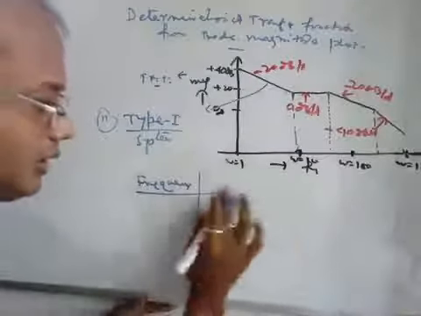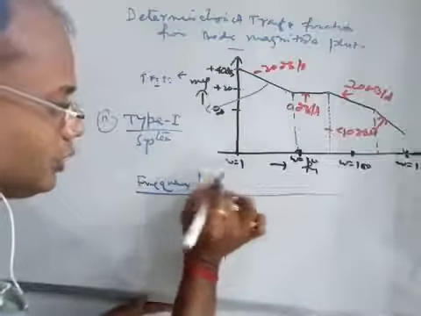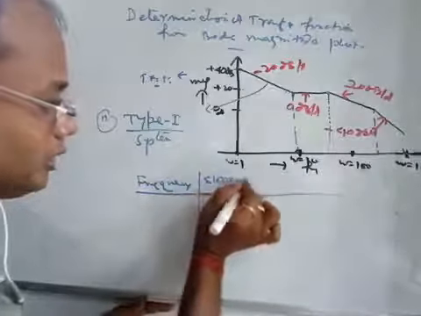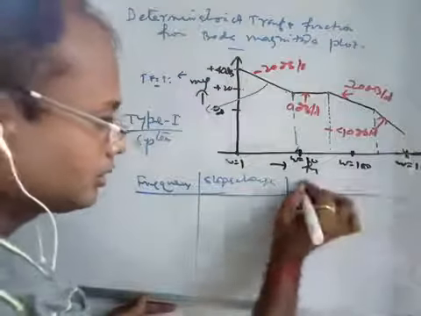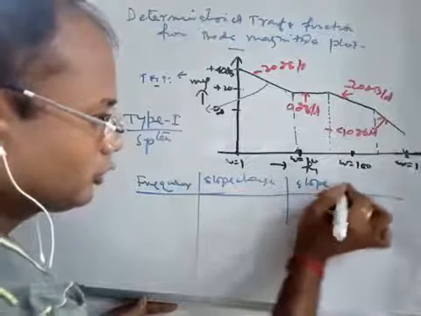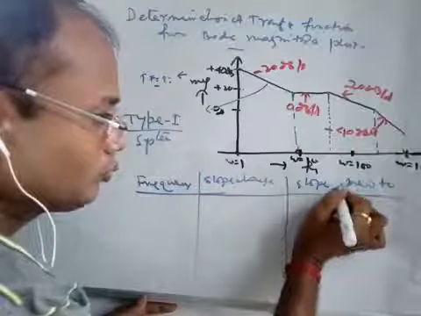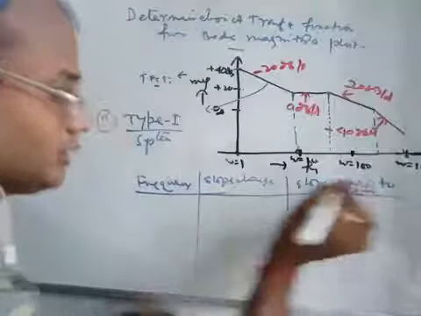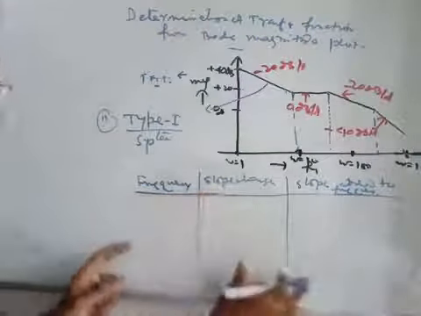Next we will get the slope change, the slope added to the frequency, just in a tabular form we will represent it.